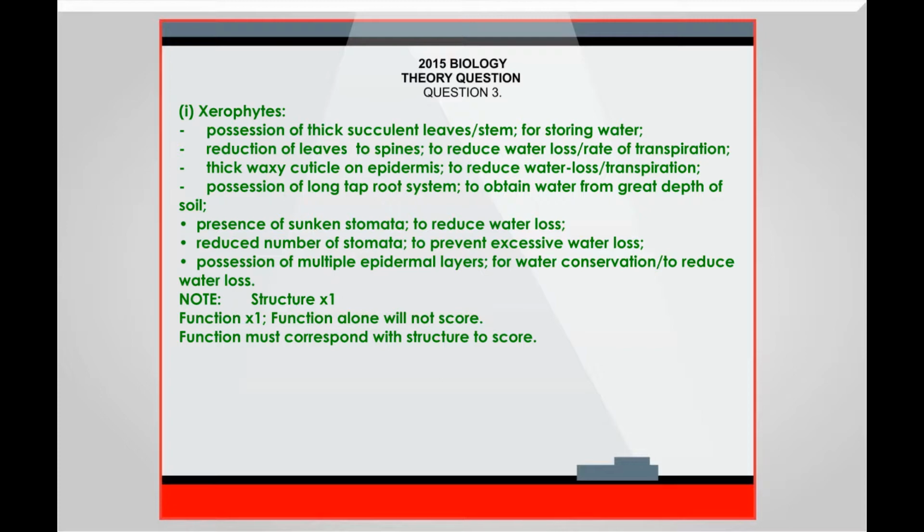Xerophytes: possession of a long taproot system to obtain water from great depths of soil. Presence of sunken stomata to reduce water loss. Reduced number of stomata to prevent excessive water loss. Possession of multiple epidermal layers for water conservation to reduce water loss.